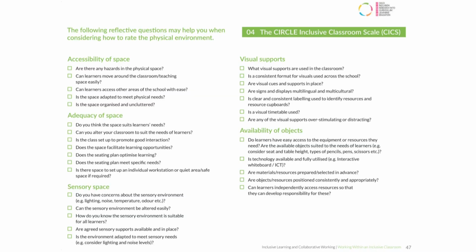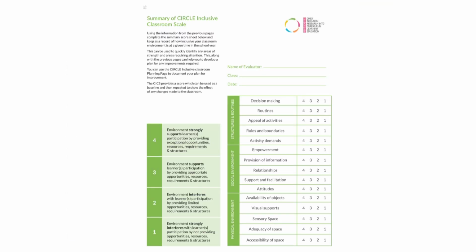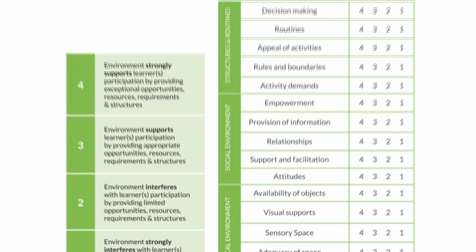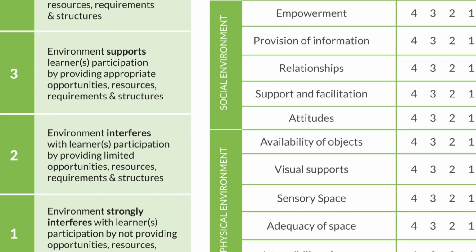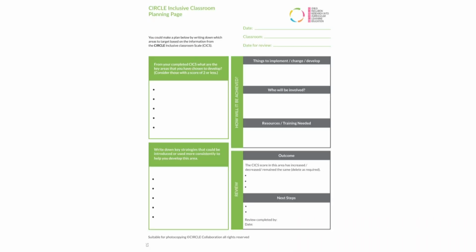Individualised criterion statements related to the rating scale are available to help decide on the rating. This is also supported by a set of reflective questions for each. The ratings from each of the 3 sections can then be transposed to the summary of the Inclusive Classroom Scale, which can then be used to identify areas of good practice and areas requiring improvement. This, together with the Circle Inclusive Classroom Planning page, can be used to keep a record of change and development in this area.